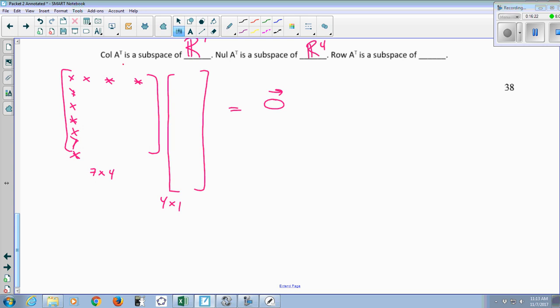The row space of A transpose. So this guy is A transpose, this 7 by 4. If you take linear combinations of the rows, each row has 4 entries. So it's going to be a subspace of R4.